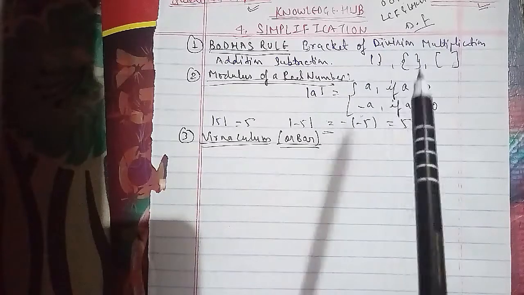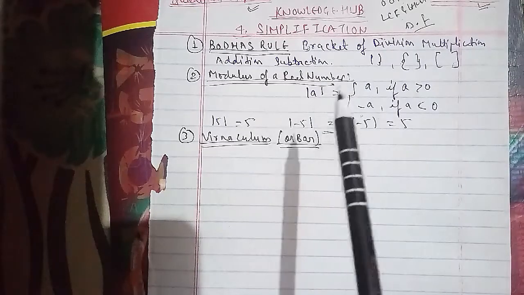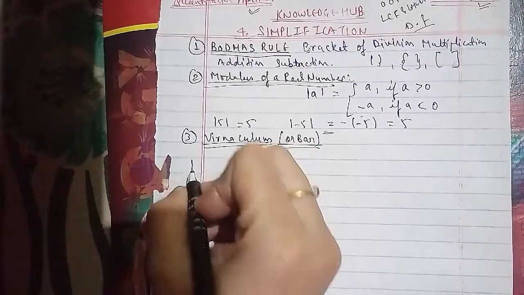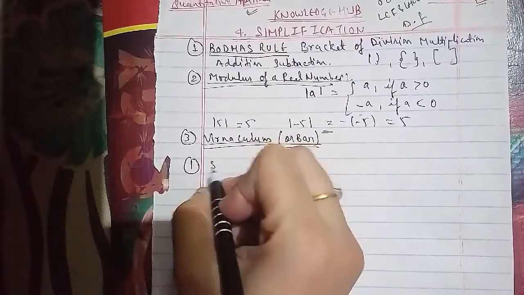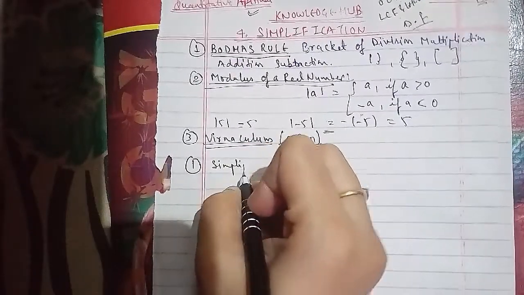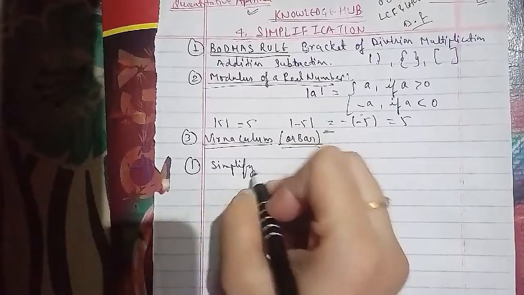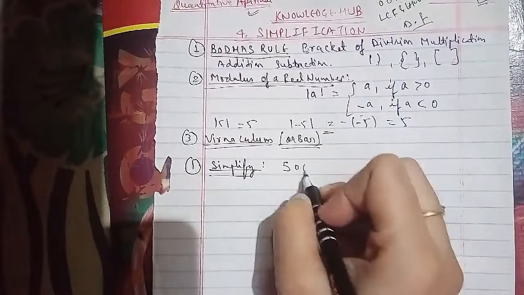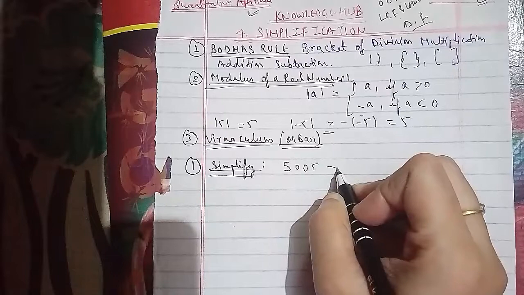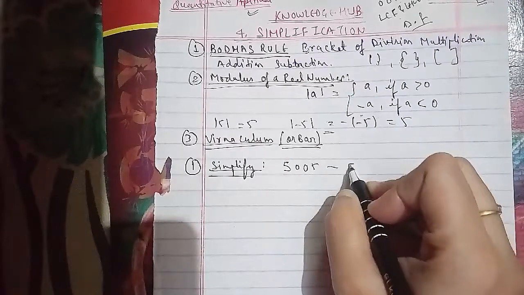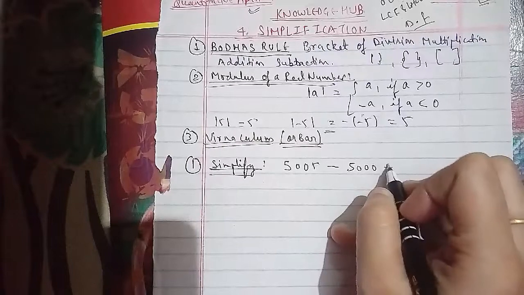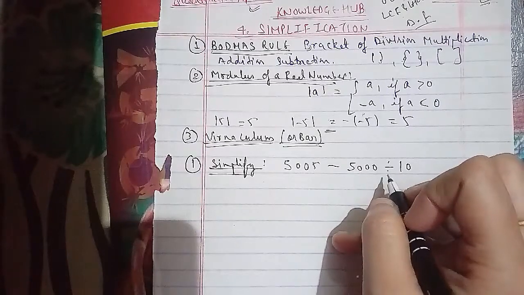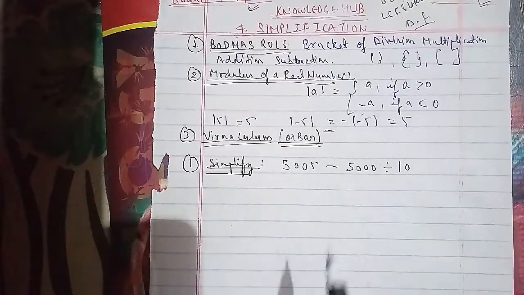Okay, now we'll go ahead with the questions. We'll go ahead with the first question of the session of simplification. The question we have to simplify is 5005 minus 5000 divided by 10. This is the question here, as you can see. So let's go ahead with the solution of this.